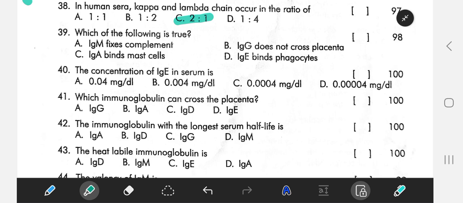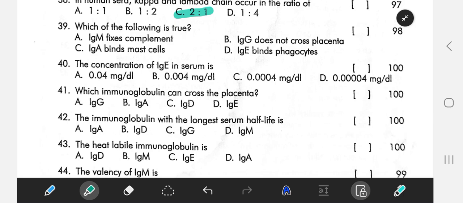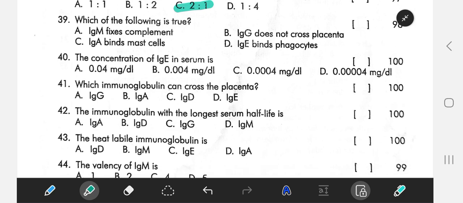39. Which of the following is true? Option A. IgM fixes complement. B. IgG does not cross placenta. C. IgA binds mast cell. D. Immunoglobulin E, IgE binds phagocytes. Answer will be A. IgM fixes complement.